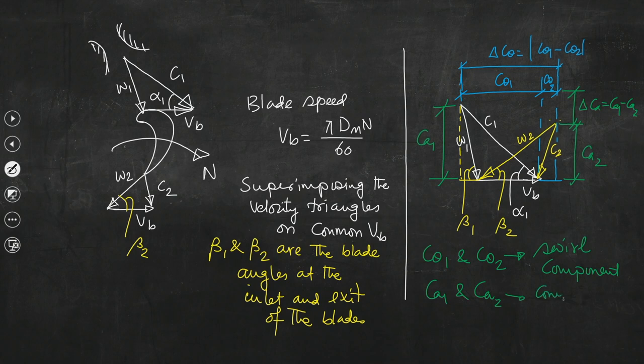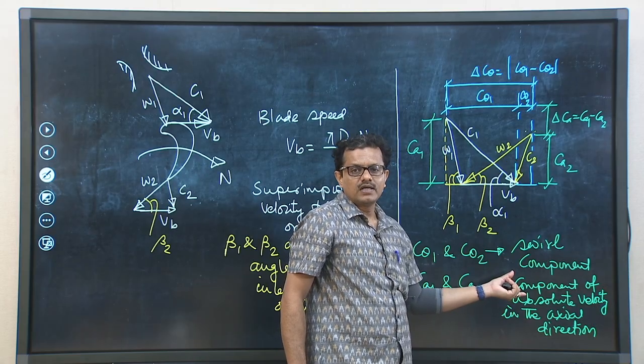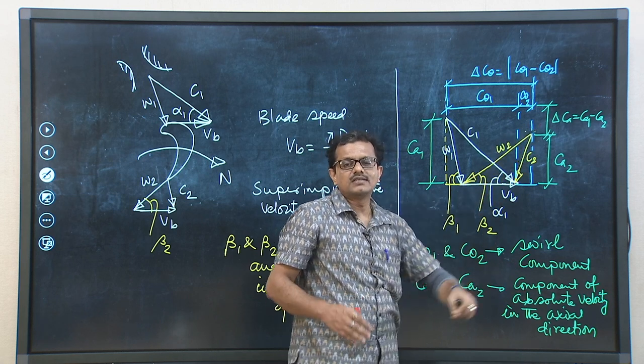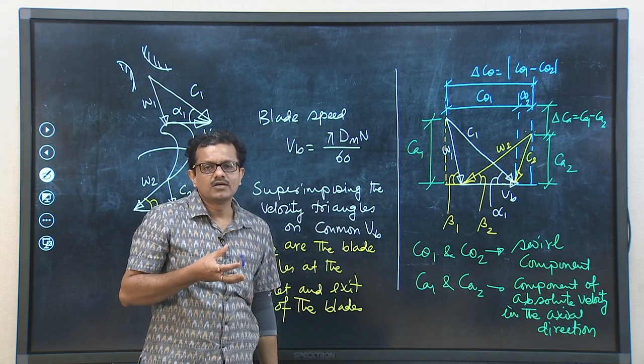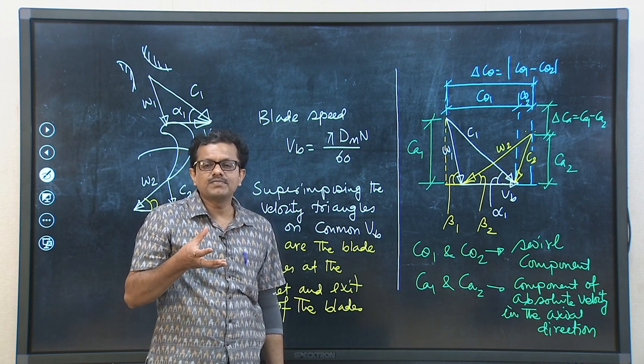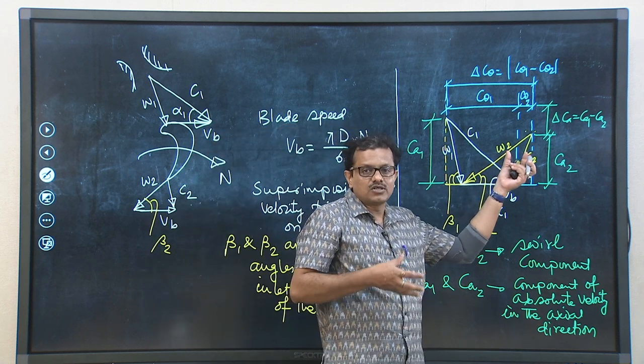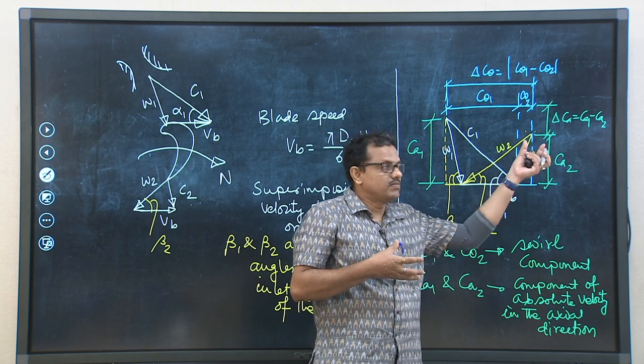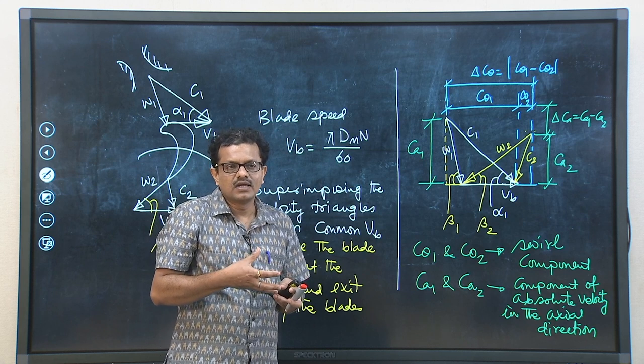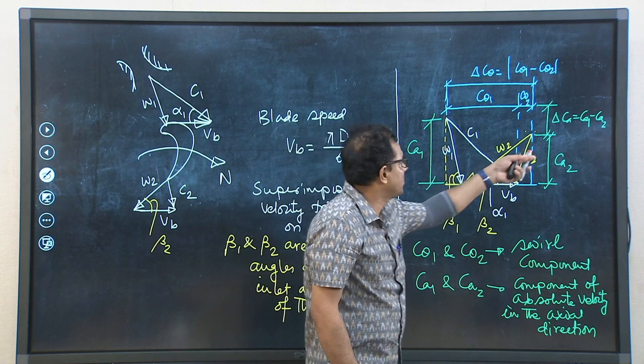So, component of velocity in the axial direction, and you can see that C_A1 is not equal to C_A2. So, the difference in the component of absolute velocity in the axial direction, that is delta C_A, is still there, and that component produces axial thrust. To observe this, we can draw the velocity triangles, and by drawing velocity triangles we can see what would be the magnitude of this component delta C_A.